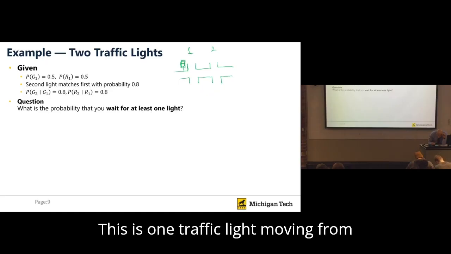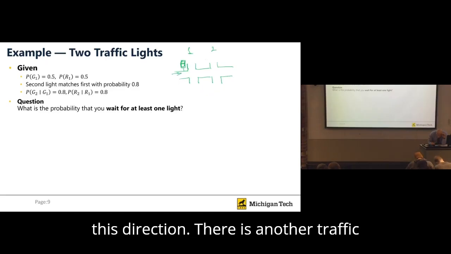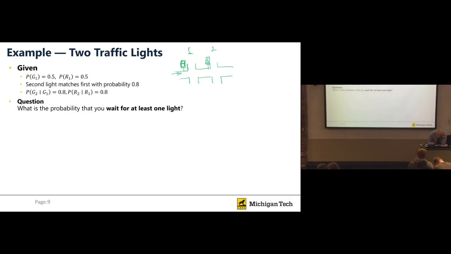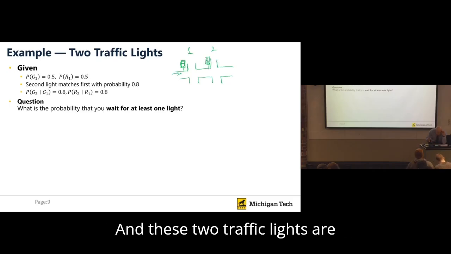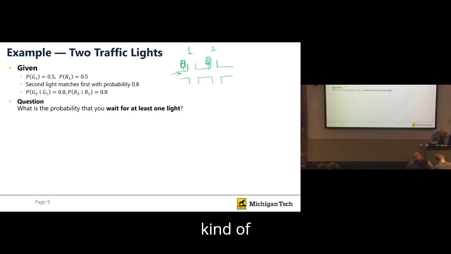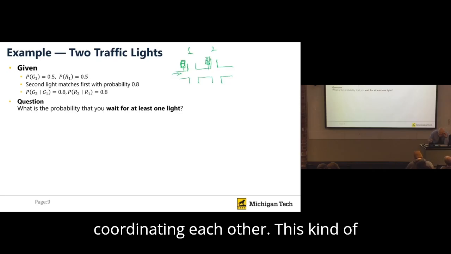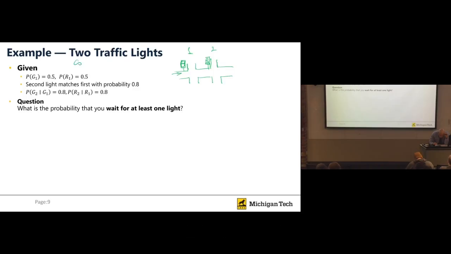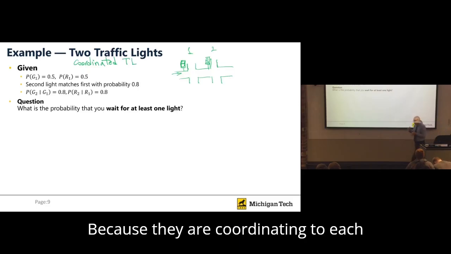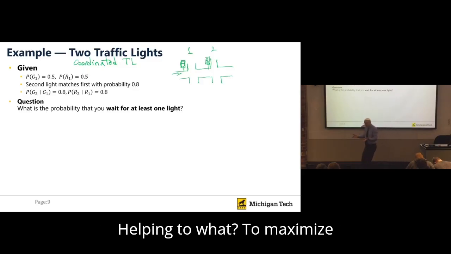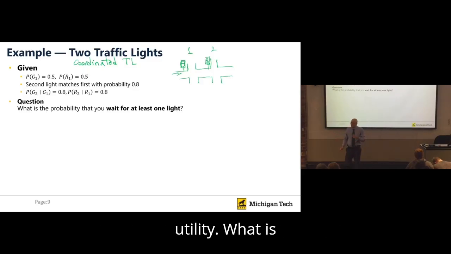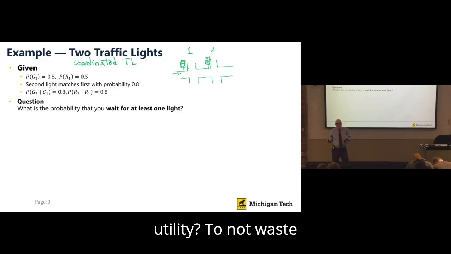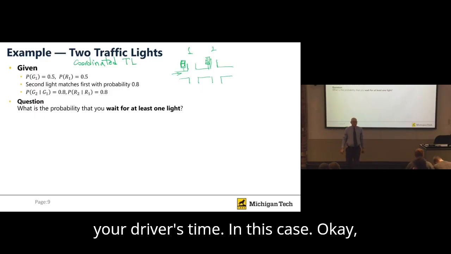This is one traffic light. Imagine the traffic moving from this direction. There is another traffic light. And these two traffic lights are kind of coordinating with each other. This kind of example is called a coordinated traffic light, because they are coordinating with each other. They are helping each other. Helping to what? To maximize utility. What is utility? To not waste the drivers' time, in this case.